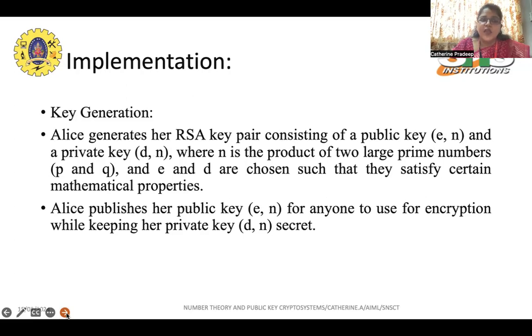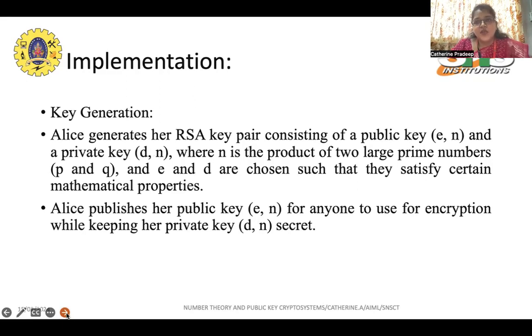First, Alice generates her RSA key pair consisting of a public key (E, N) and a private key (D, N). As I told you earlier, public key crypto systems use two keys, the public key as well as the private key, where N is the product of two large prime numbers P and Q, and E and D are chosen such that they satisfy certain mathematical properties. Alice publishes her public key (E, N) for anyone to use for encryption while keeping her private key (D, N) secret. I told you earlier that the public key will be available to anyone.